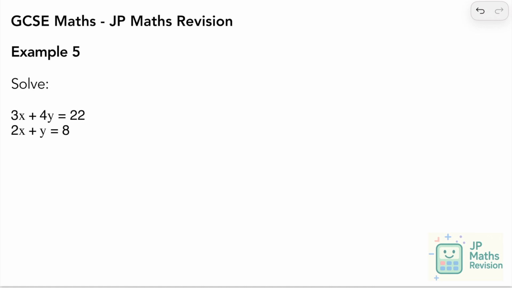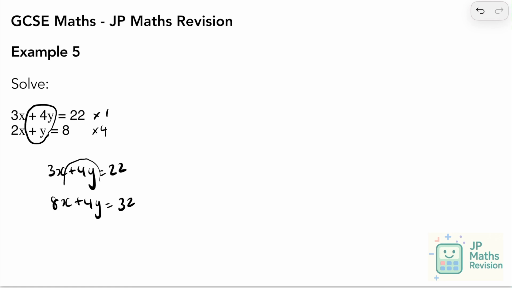So here's another example. We have 3x plus 4y equals 22 and 2x plus y equals 8. What we need to do here is just times the bottom one by 4, because if I do that, I would end up with a 4y term in the bottom. I can just leave the top one the same, you don't have to do something to both of them. Really, we're just timesing the top one by 1. So we have 3x plus 4y equals 22, and then 8x plus 4y equals 32.